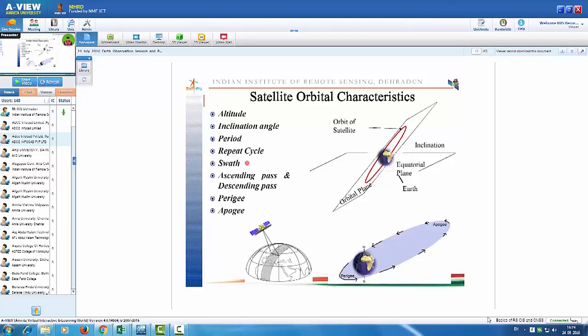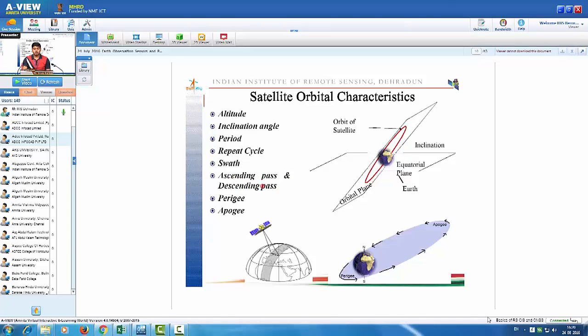Swath is something like, suppose you are using a camera and taking a photograph. You know that it is able to see to a certain extent. That particular width covered by the satellite is called swath. So you can see this particular image. Suppose this is the satellite, and this is the sensor placed in this satellite. The width covered by this particular platform is called the swath width.